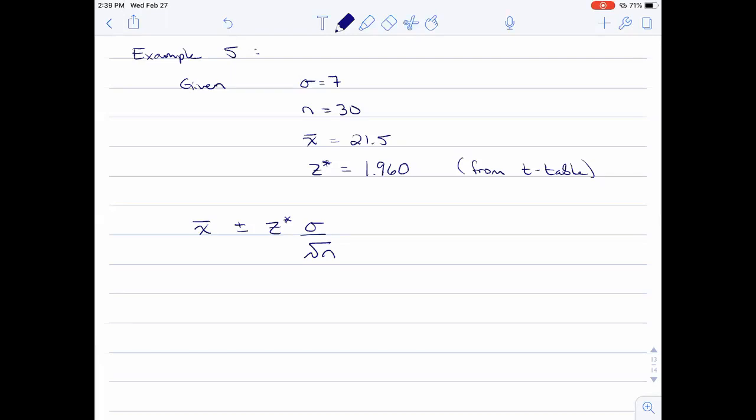What's nice about confidence intervals is you don't have to know the population mean, the hypothesized mean. You don't have to have any of that. We just need the sample information. Okay?